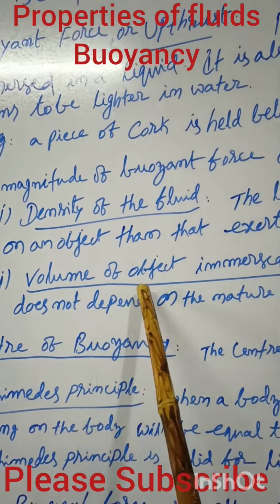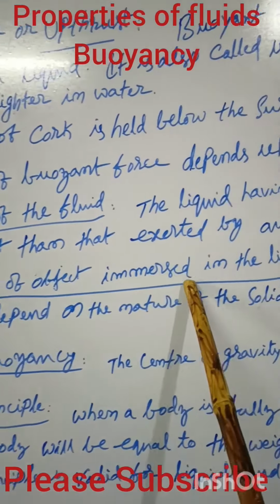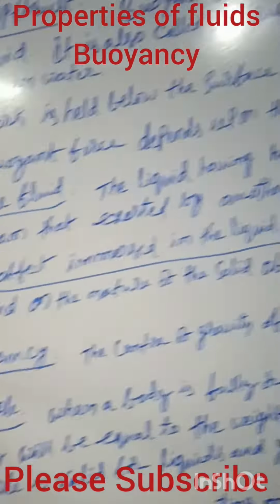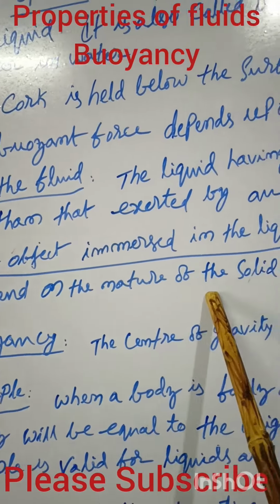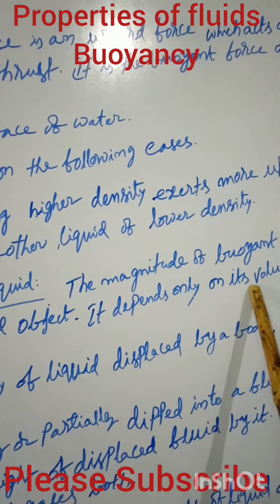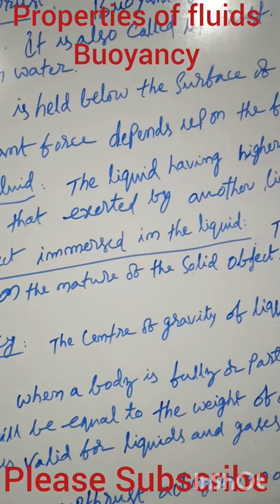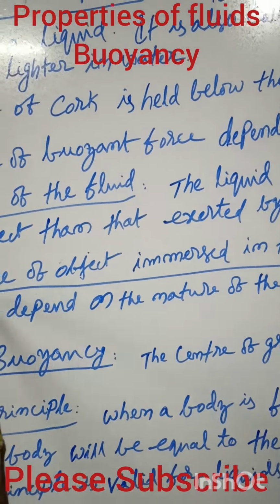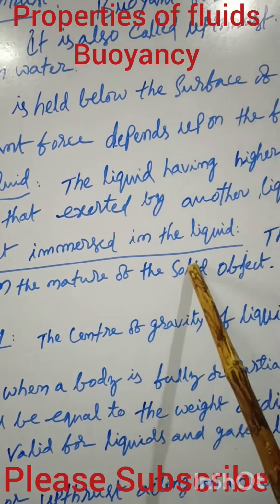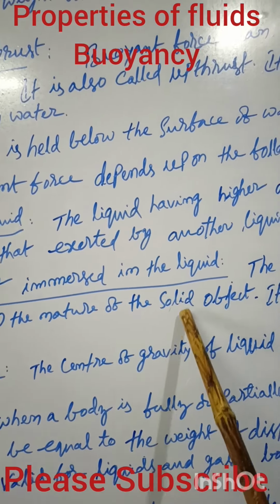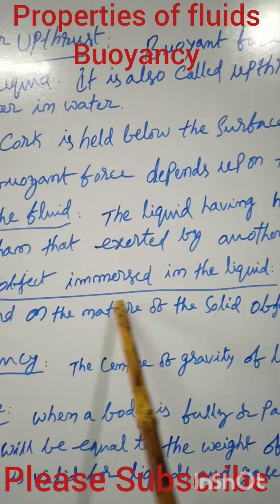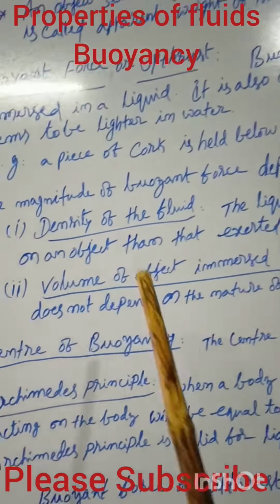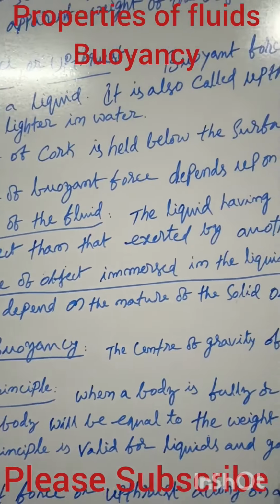Then the volume of the object immersed in the liquid. The magnitude of buoyant force acting on a solid object doesn't depend upon the nature of the solid object. It depends only on its volume. Whatever material you are putting, wood or metal or something, it does not depend on that, but on the volume, how much volume you are inserting in the liquid. So it depends only on its volume, not on the nature of the material.